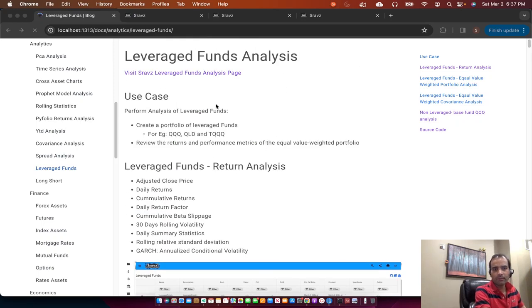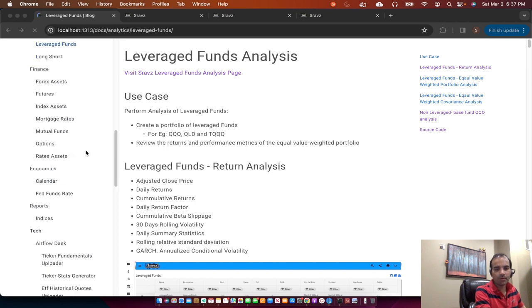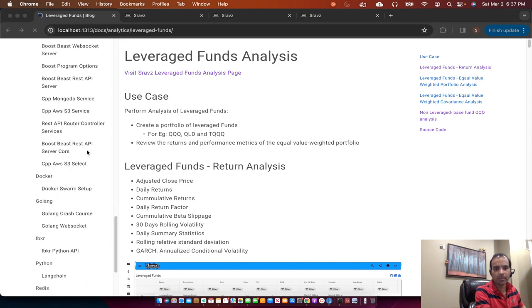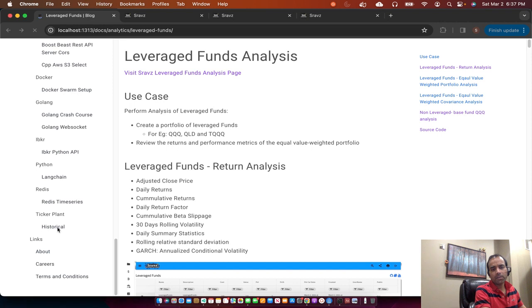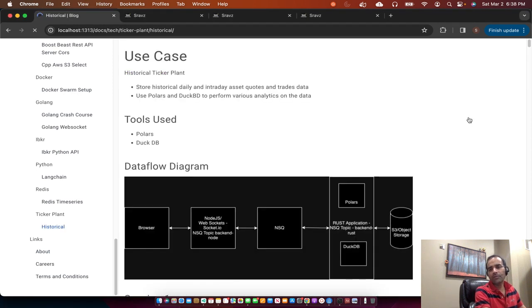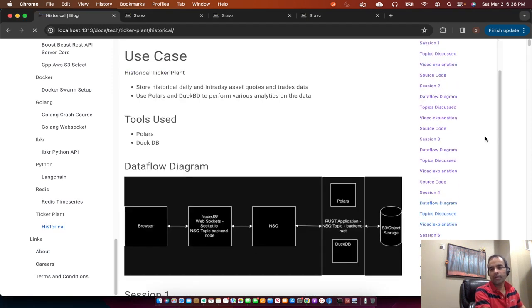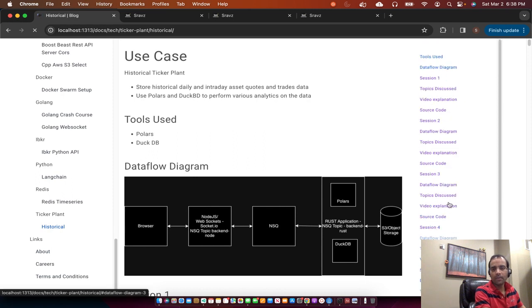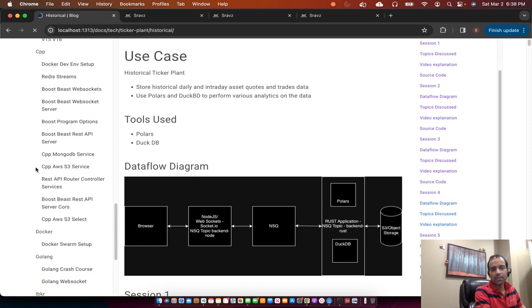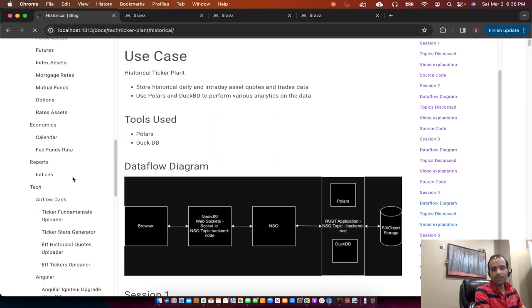In today's session, we will discuss the leveraged funds analysis. In the previous sessions, we discussed the ticker plant creation, historical ticker plant. There we created a Rust-based historical ticker plant. And then after the fifth session, I mentioned we'll use the historical ticker to perform leveraged funds analysis. So today we will discuss the leveraged funds.